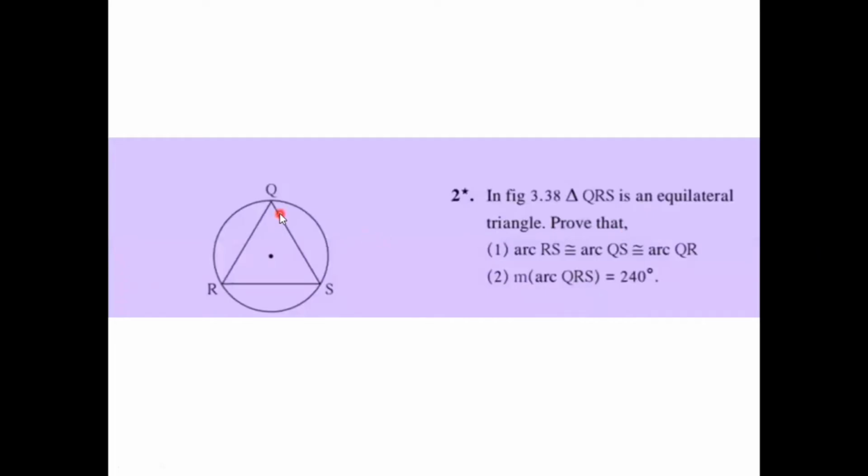Let us consider the next problem. In the figure over here, triangle QRS is given as an equilateral triangle, and from this we have to prove that arc RS is congruent to arc QS is congruent to arc QR. So these three arcs which are made due to the triangle QRS are congruent, it is to be proved. And measure of arc QRS is equal to 240 degrees. So we have to prove that the measure of this arc is 240 degrees.